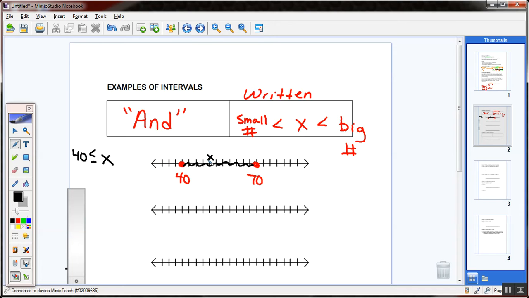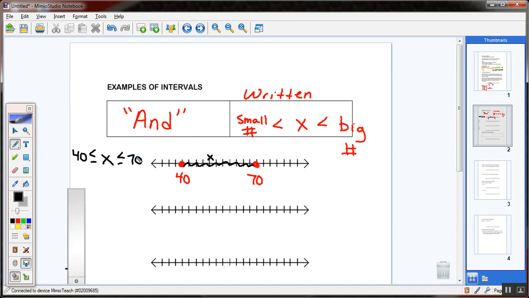Is every value shaded in here the way I've written this? Is X bigger than 40 the way I've written that? But it's also less than what, kids? So I put X is also, and then read it this way, less than 70. So what this is saying, we're talking about all X values greater than or equal to what here? But all X values less than or equal to 70. When we write intervals, we write it in that form. You always put the small number on the left, big number on the right, put your variable in the middle.